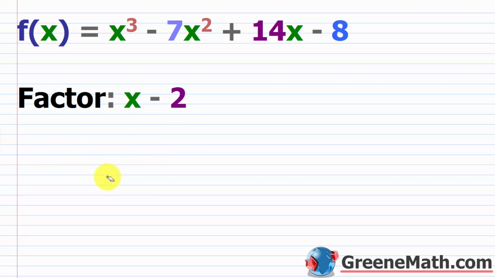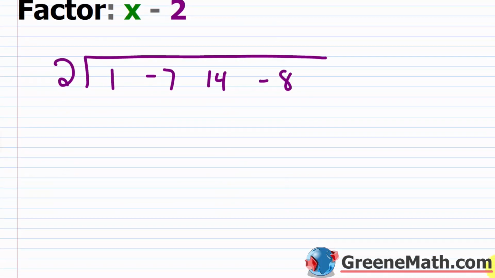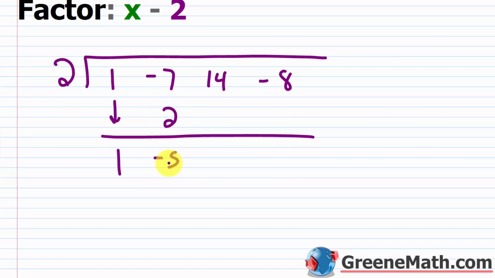So what I can say is that if I plug in a 2 there, and I do my synthetic division, so I have a 1, a negative 7, a 14, and a negative 8, I'll get a remainder of 0, and I'll take that quotient and try to factor that further, okay? So let's go ahead and crank this out. I'll drop this down. 2 times 1 is 2. Negative 7 plus 2 is negative 5. 2 times negative 5 is negative 10. 14 plus negative 10 is 4. 2 times 4 is 8. Negative 8 plus 8 is 0.